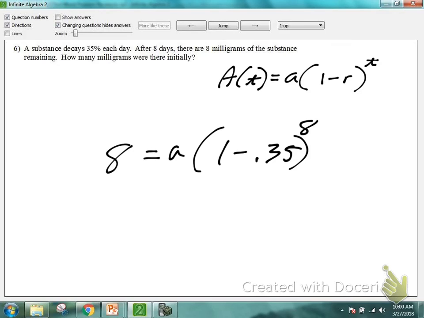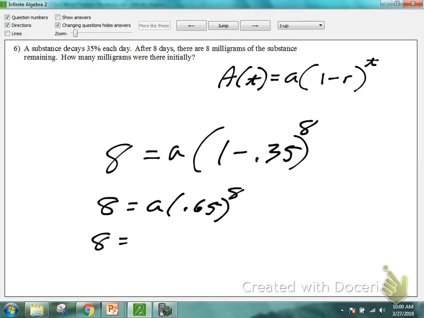Okay, so I'm going to keep it here on the screen. So first thing we're going to do is the parentheses, right? So 1 minus 0.35 gives us 0.65, right? So 8 equals a times 0.65 to the 8th. Next thing we're going to do is take 0.65 to the 8th power. Okay, now watch me real quick. We're going to do this twice.